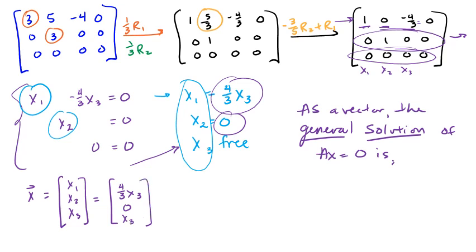Okay, well now here, if I look at this, really the only thing that I have are multiples of x3. So I can rewrite this by taking out that GCF, essentially, of x3. And if I take x3 out of this, I'm left with 4/3. If I take x3 out of this, I'm still left with 0. And if I take x3 out of this, I'm left with 1. So this is referred to as my general solution.